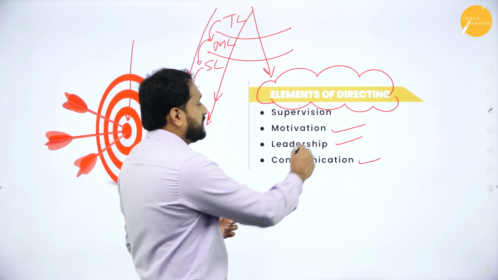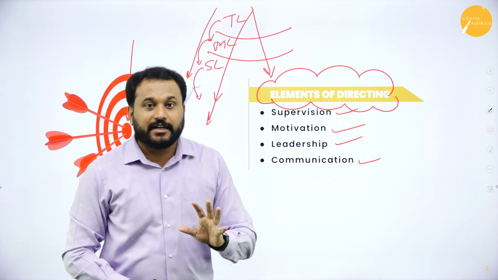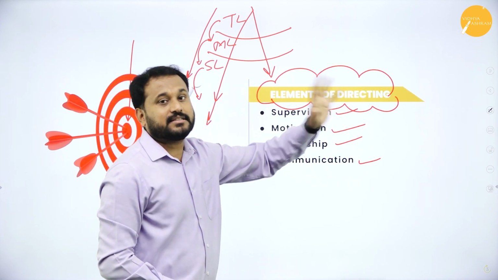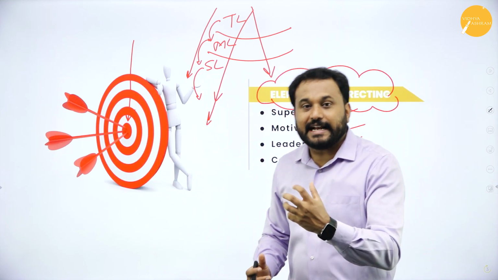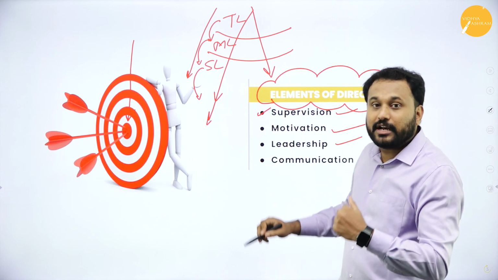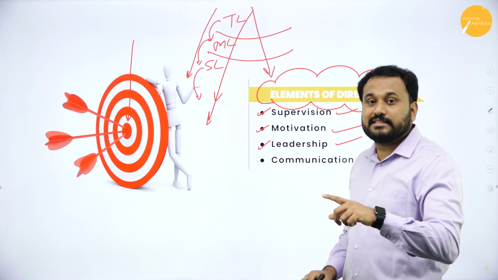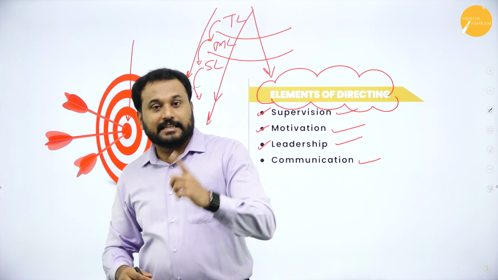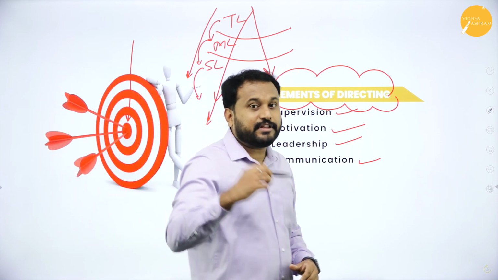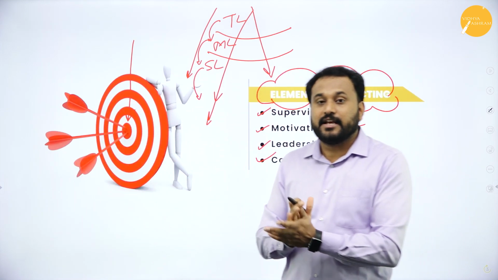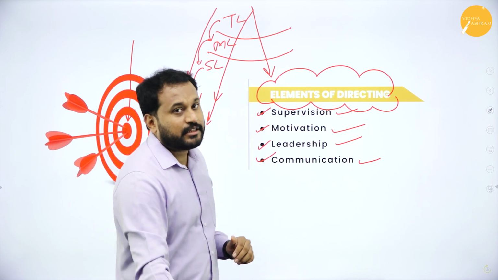In this directing, students, supervision, motivation, leadership and communication are the elements of directing. Without these things, directing is incomplete. So directing in the sense is that it initiates actions. To initiate actions, you need to supervise your employees. Then you need to motivate your employees. The next thing is you need to know who is the real leader among your employees. And the last one is you need to have proper communication with your employees. If there is a barrier in communication, directing is incomplete. That is what happens here.